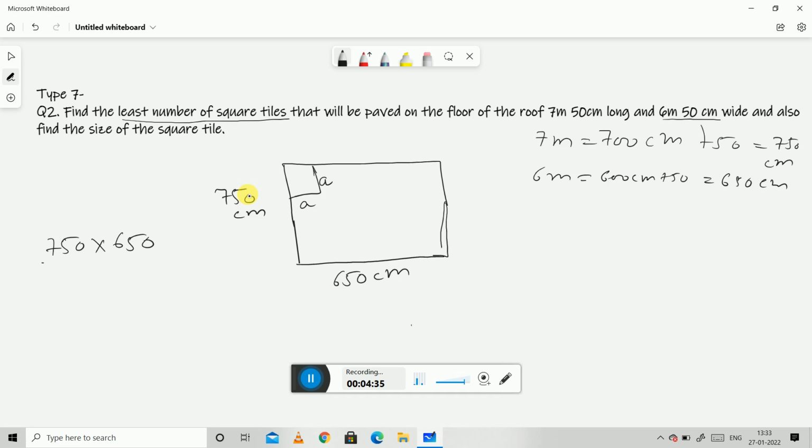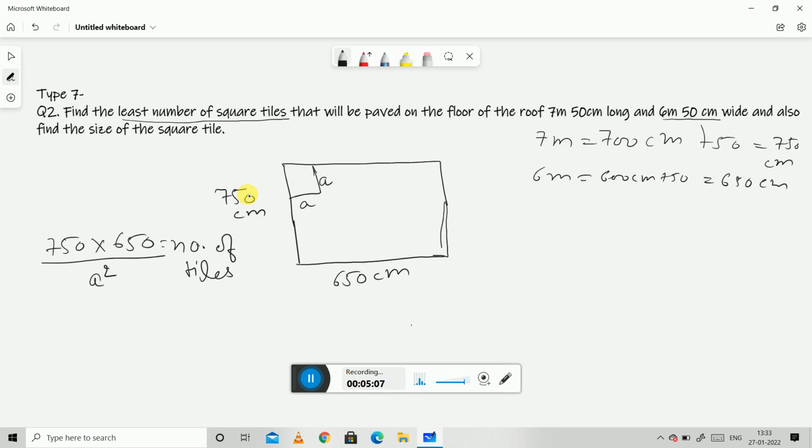Okay, so if I divide this total area by the area of one square tile, which will be A square, because if we have assumed the side to be A, then the area of a square is side square, therefore the area of one tile will be A square. So if I divide the total area by the area of one tile, what will I get? I will get the number of tiles, right?